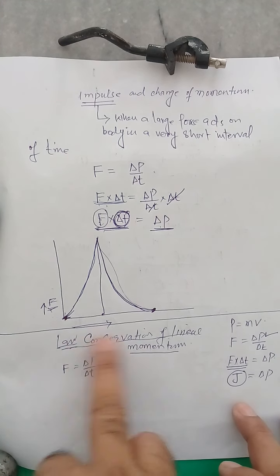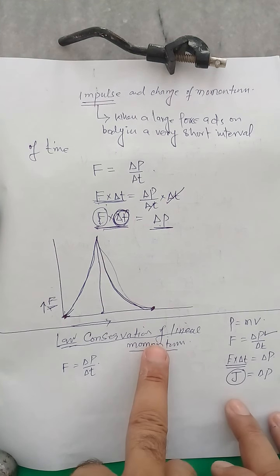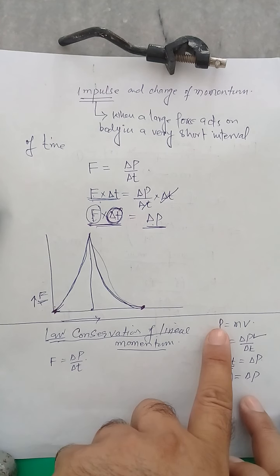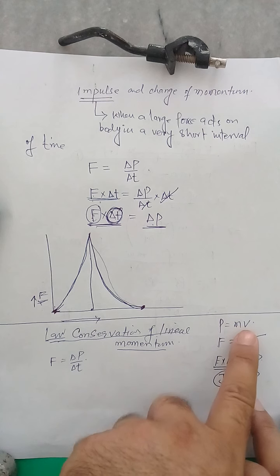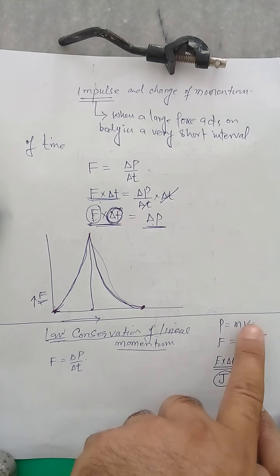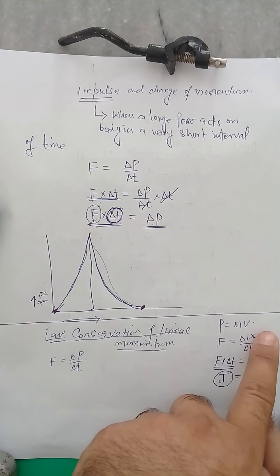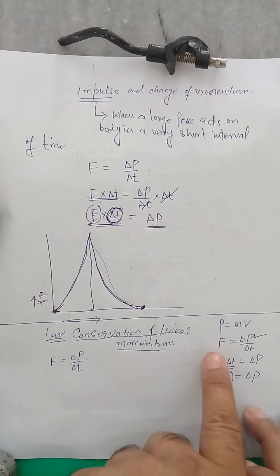Before discussing the law of conservation of linear momentum, we have studied linear momentum. First of all, what is linear momentum? P is equal to mv. What is the unit of momentum? It is kilogram meter per second, or Newton second, as we have discussed in the earlier videos.